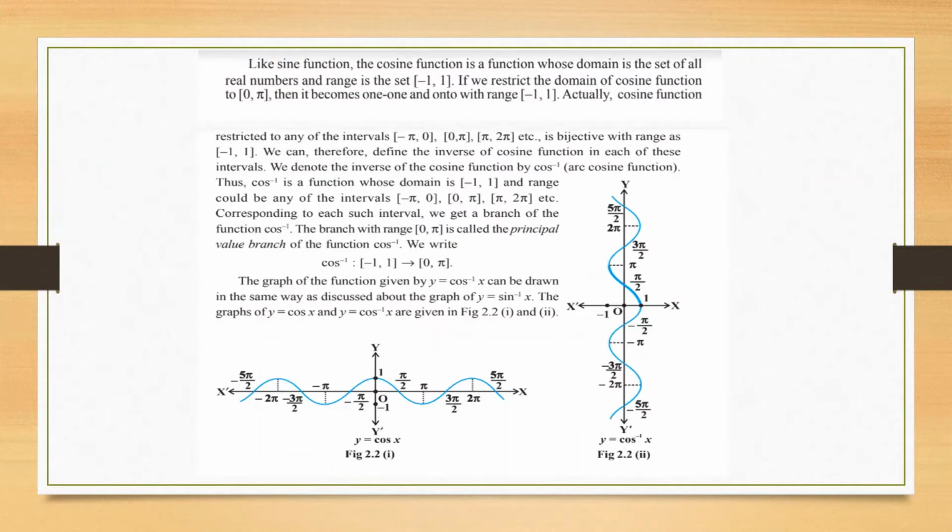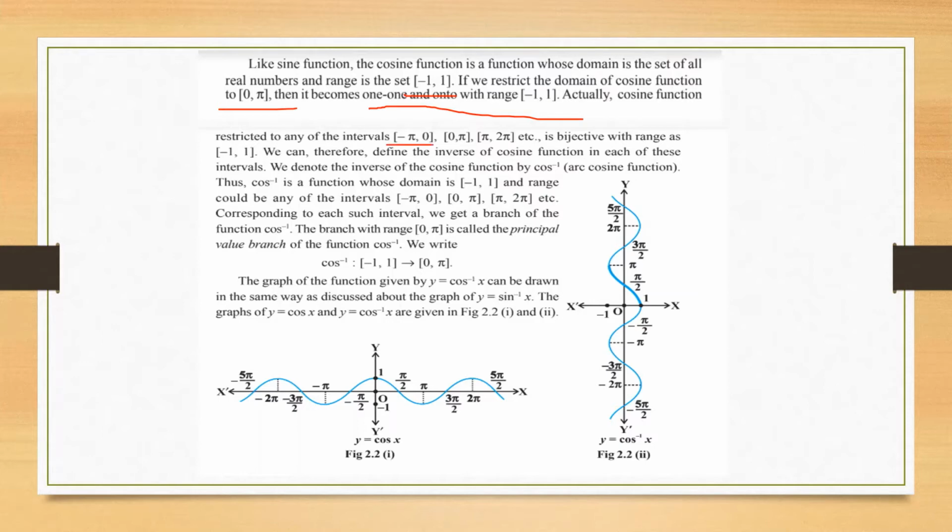Like the sine function, the cosine function is also a function whose domain is the set of real numbers and range is the closed interval -1 to 1. If we restrict the domain of the cosine function to the closed interval [0, π], then it becomes one-one and onto with range [-1, 1]. The cosine function can actually be restricted in intervals [-π, 0], [0, π] and [π, 2π].